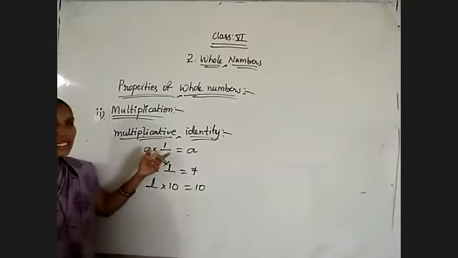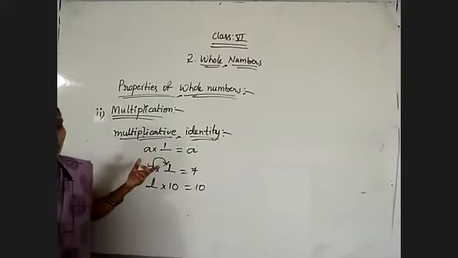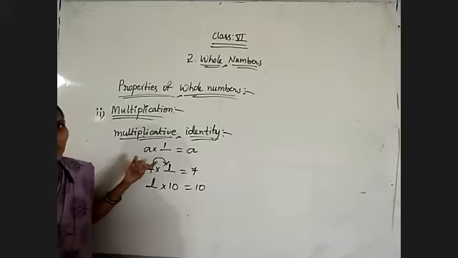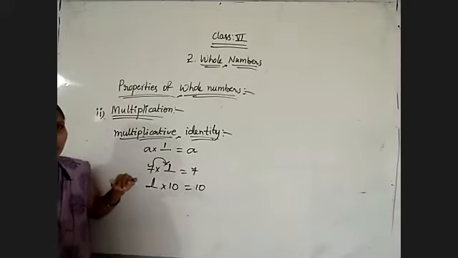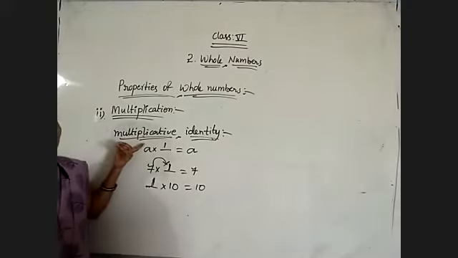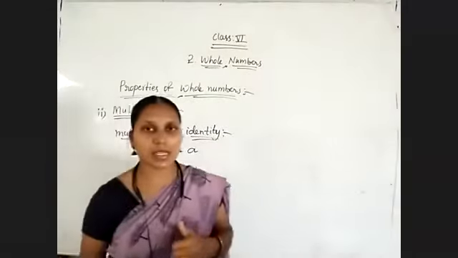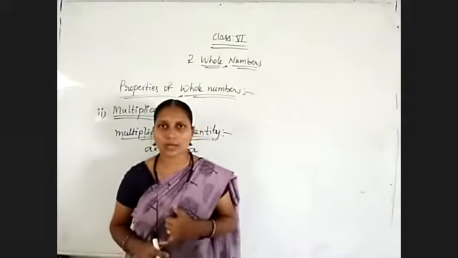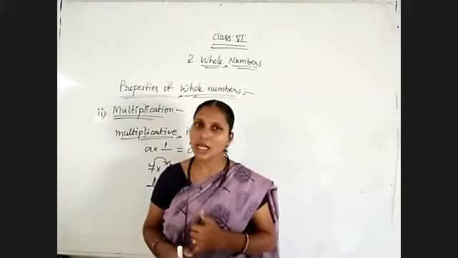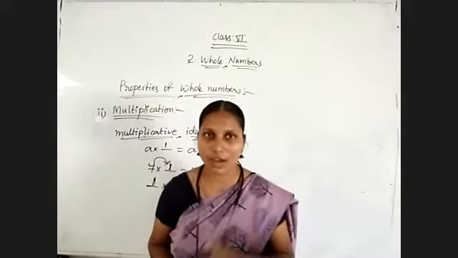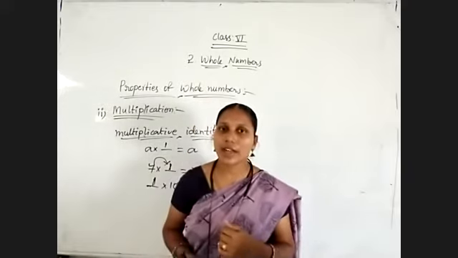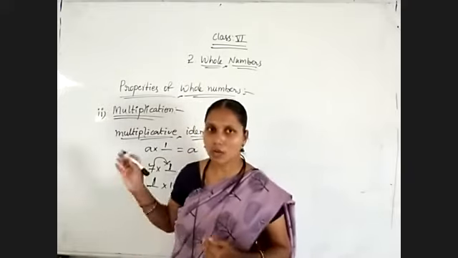Otherwise, identity element of whole numbers with respect to multiplication. 0 is additive identity. 1 is multiplicative identity for whole numbers. And as I told you yesterday, natural numbers do not have 0. That's why natural numbers don't have the additive identity. But in natural numbers also we have 1. That means the multiplicative identity of natural numbers is also 1.